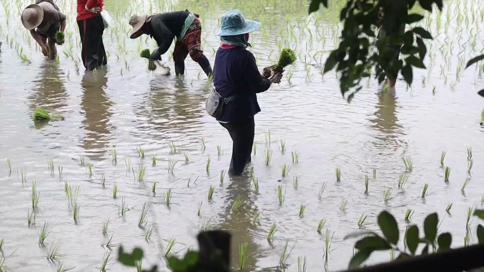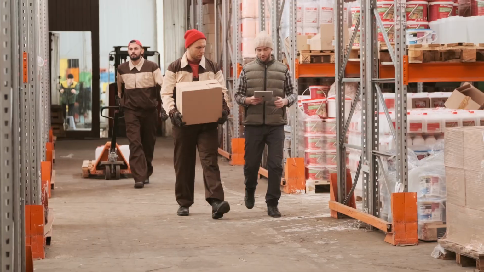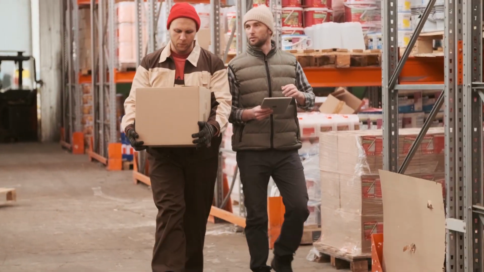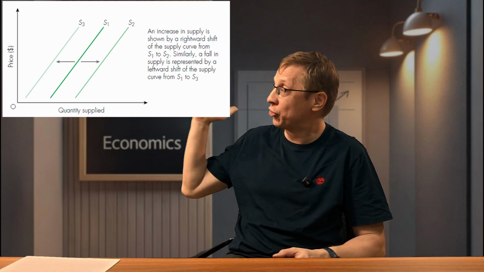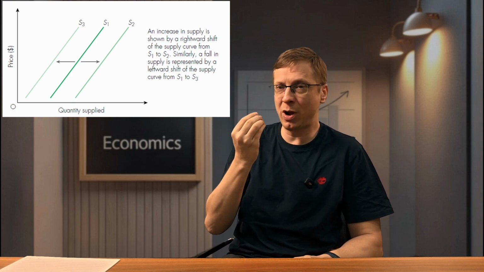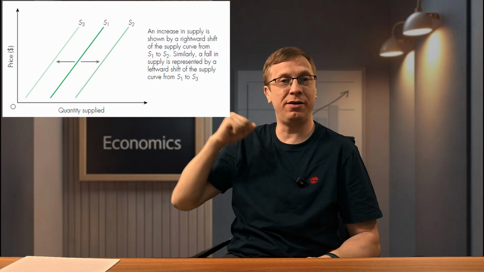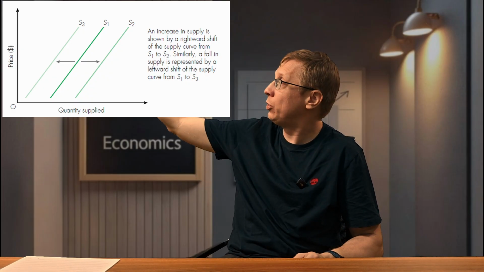But it's not only about farming. Weather can disrupt transport and logistics. If goods cannot reach the market, effective supply falls even if production itself hasn't changed. And yes, obviously, on the graph, if we have bad weather, the supply curve shifts left. If the weather is more convenient, it will shift towards the right.